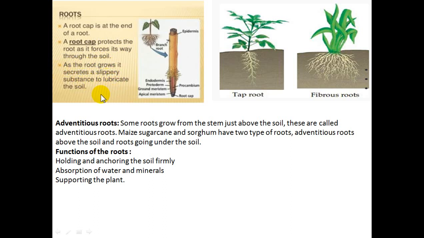As the root grows, it secretes a slippery substance to lubricate the soil. Also, this root cap, when the root grows, it secretes a slippery, oily-like substance, so that the soil gets smooth and the root can penetrate easily.